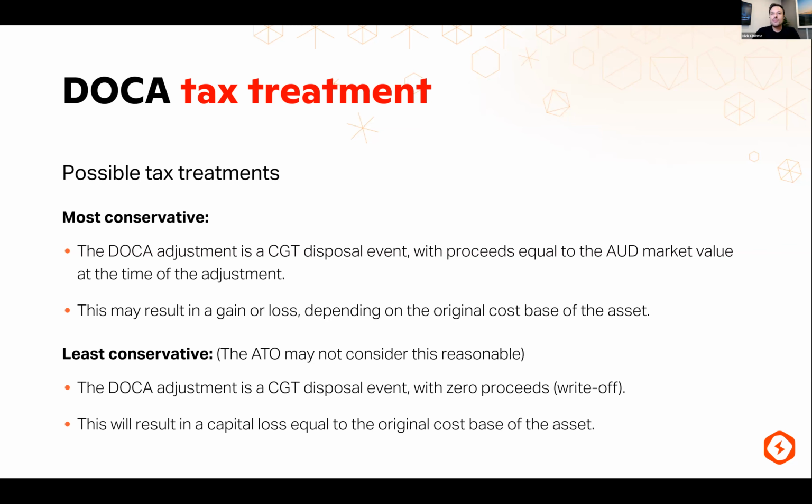Probably the most conservative approach is to say that this Docker adjustment, where your balance was decreased on the platform, could be, for example, a CGT disposal event because you no longer have those assets. The proceeds from this sale would be equal to the Australian dollar market value at the time the adjustment occurred. So it's like you sold the asset, like you would normally sell it. That would result in either a gain or a loss, depending on what the original cost base of the asset was and what the market value was at the time of the adjustment.